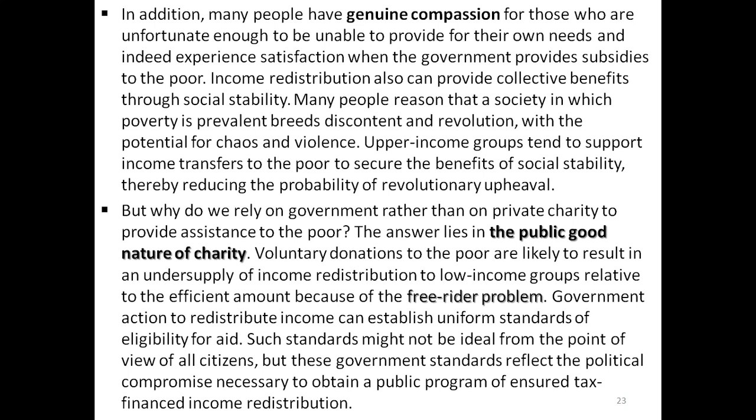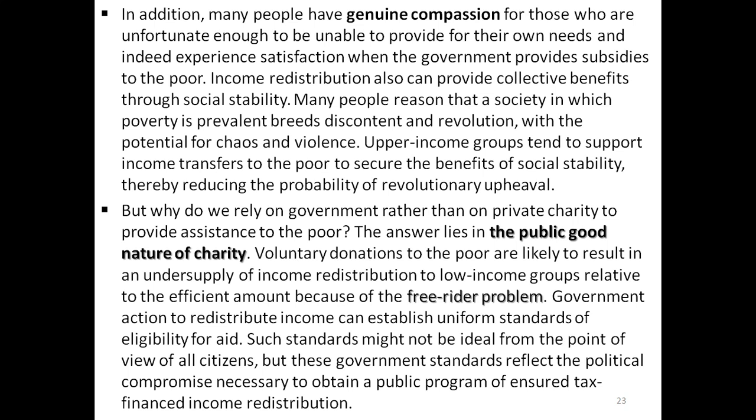But why do we rely on government rather than on private charity to provide assistance to the poor? The answer lies in the public goods nature of charity. Voluntary donations to the poor are likely to result in an undersupply of income. The distribution to the lower income groups is relatively below the efficient amount because of the free rider problem. You remember free riders from session 2.